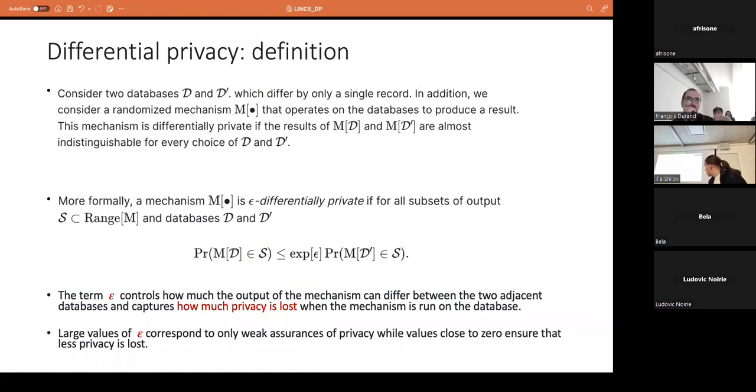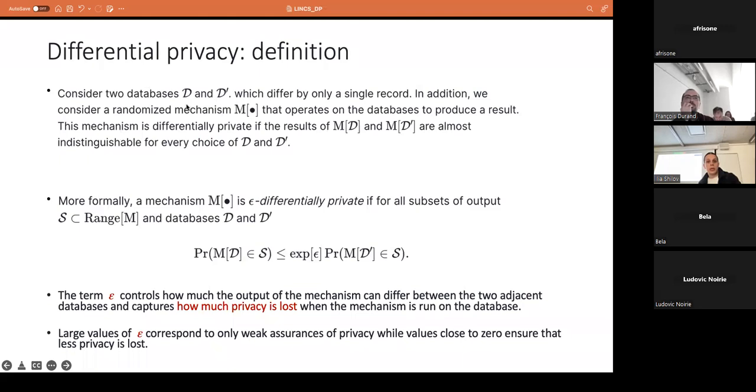So, what is the formal definition? That this mechanism, which gives an outcome, the response to the query, is epsilon differentially private if, basically, I will translate it a little bit, for all the responses the probability of obtaining a particular response from the set D is not very far from the probability of obtaining the same response for data set D prime, which is quite a strict definition.